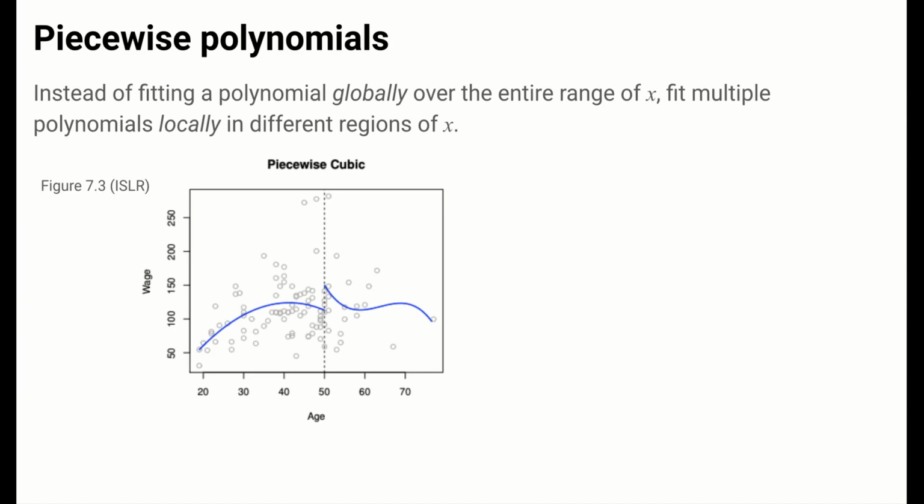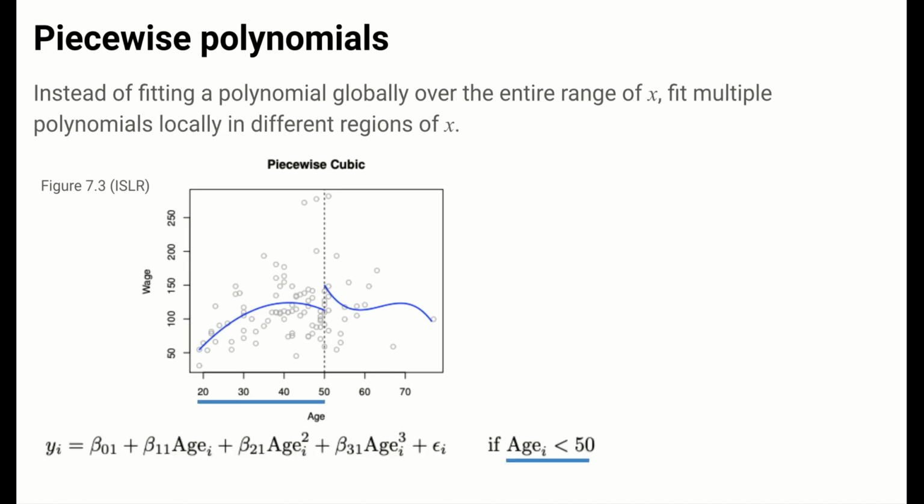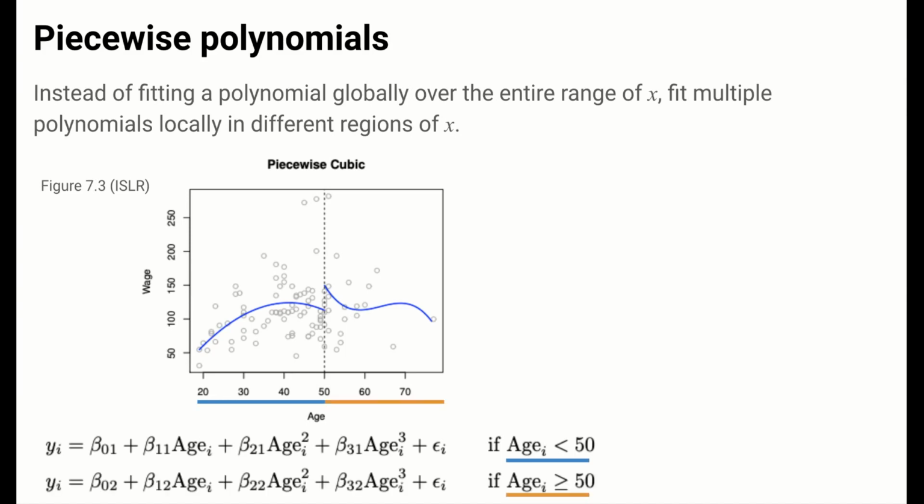Instead of fitting a polynomial globally over the entire range of x, we fit several different polynomials locally in different regions of x. In the example shown here, wages are modeled as a nonlinear function of age with two piecewise polynomials. A degree 3 polynomial with one set of coefficients is used for the region of age less than 50. A second degree 3 polynomial with another set of coefficients is used when age is greater than or equal to 50. And this point at age equals 50, where the coefficients for the polynomial terms change, is called a knot.